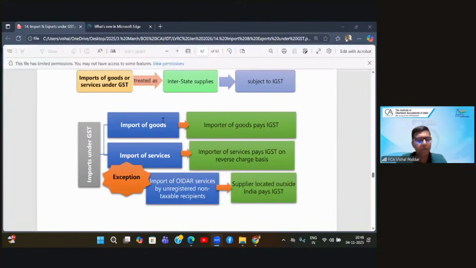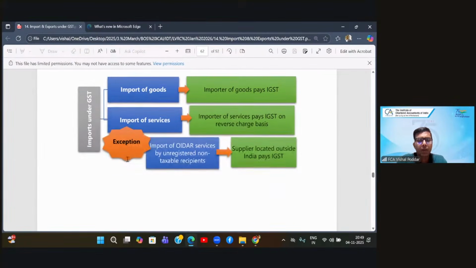Students, any questions? Yes, students. Any questions on any of the provisions? Okay, Swaminathan says I have no questions. Anybody else? No? So everything clear in this chapter of import export under GST.